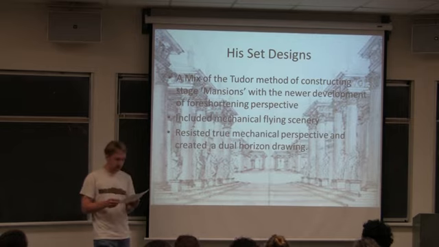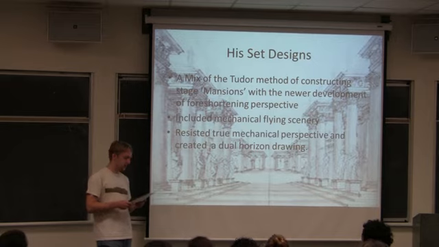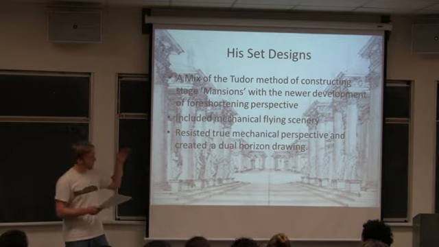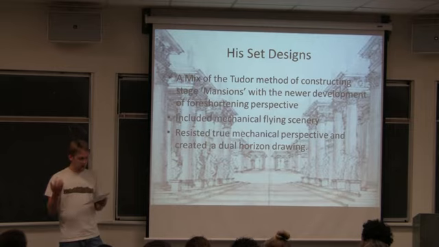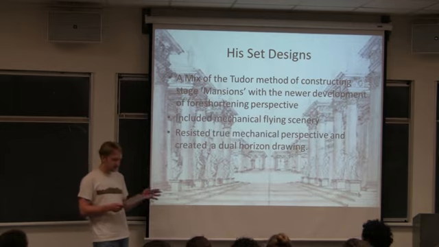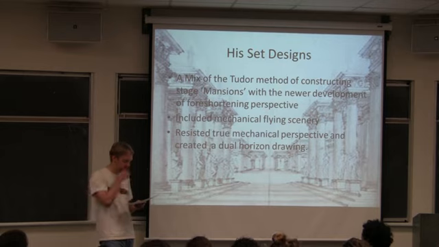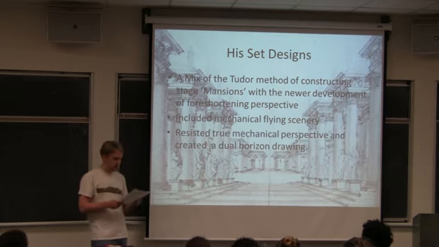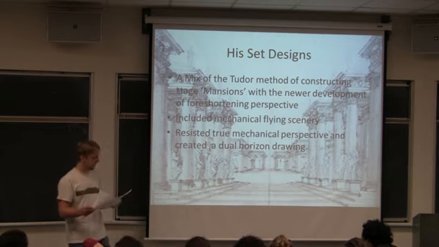Once he was happy with the spatial progression, he turned his attention to the mechanics of the upper parts of the set, where the sky would be opened up to the heavens, clouds would be brought in, and descending deities would be incorporated. What's interesting about his specific designs is that he didn't do true mechanical perspective. He had two different horizon lines, with the wings in the background being separate.